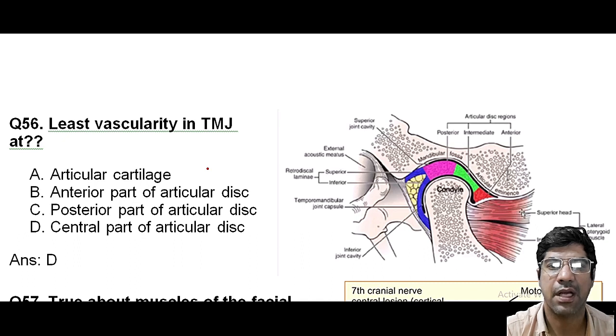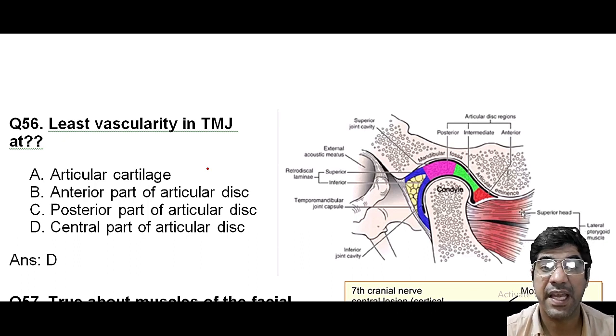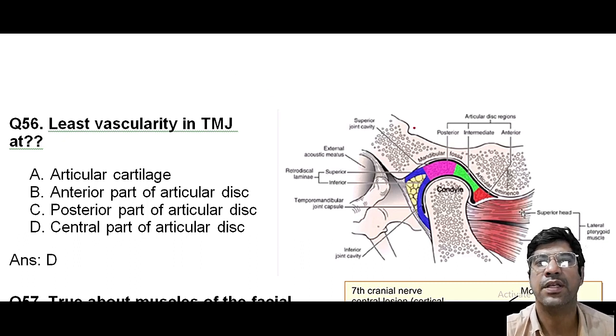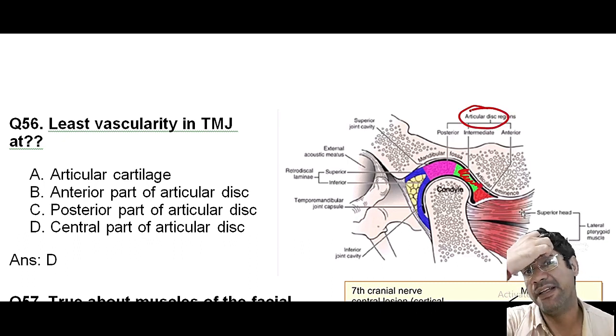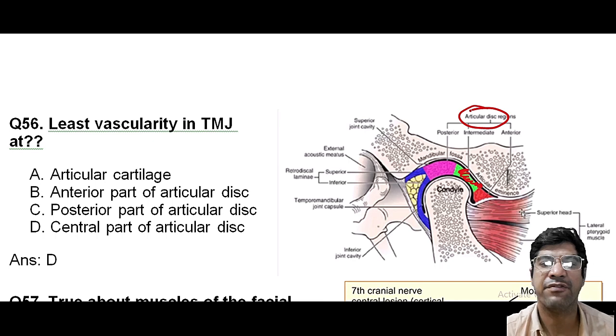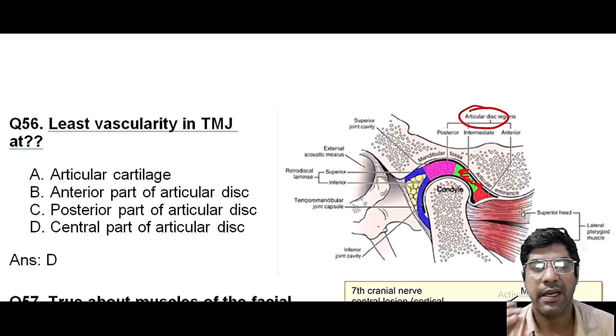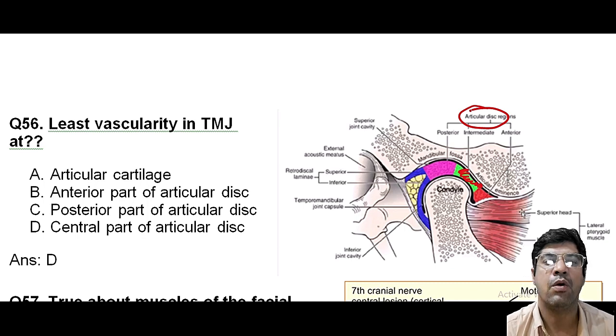In the TMJ there is an articular disc that separates the two bones. This articular disc is avascular in the central region, meaning it has very few blood vessels or is devoid of blood vessels. This is referred to as the avascular zone. Lack of blood vessels in the central area of the articular disc is one of the main reasons why the healing capacity of the TMJ is limited compared to other joints in the body.